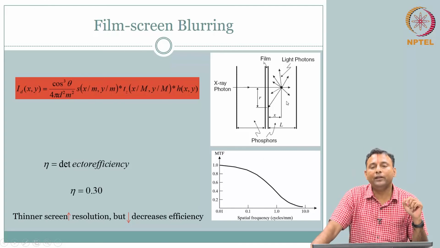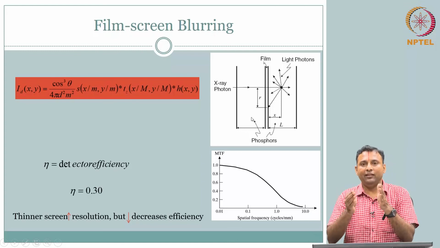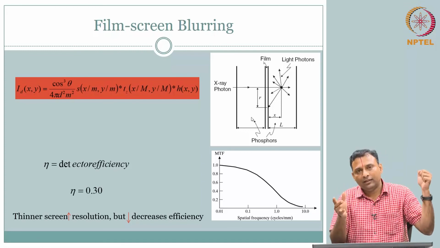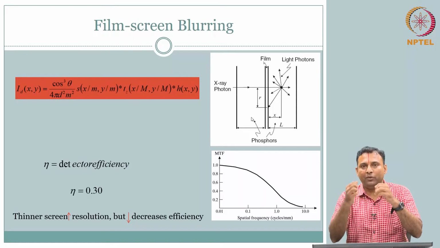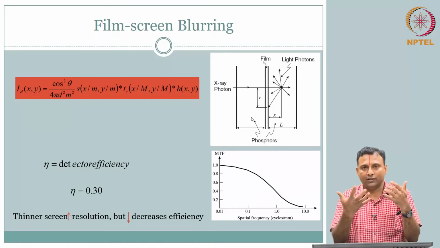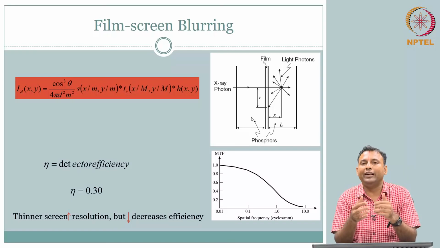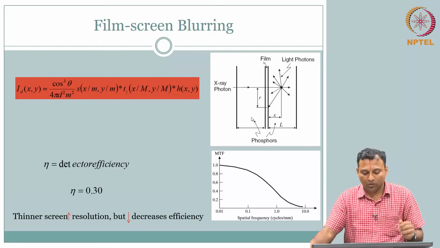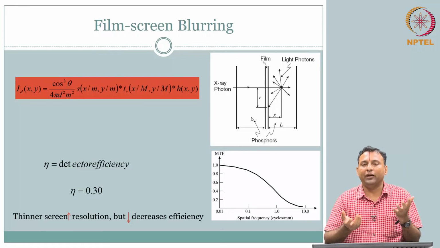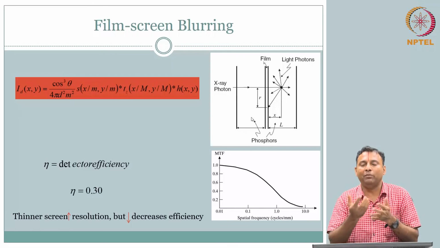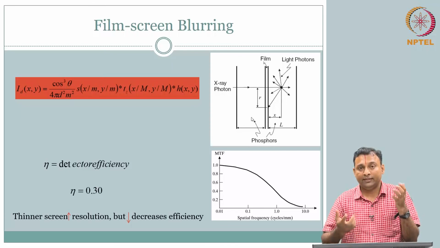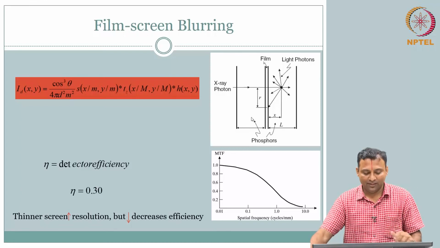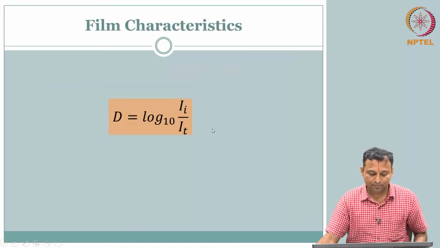However, what is going to happen? If it is going to be thin, that means I am going to have less material. If I have less material, the efficiency of absorbing X-ray photons and converting them to more light photons is going to get reduced, because I have less material, right? So it's always a trade-off. What do you want to play? Am I more bothered about resolution, or am I more bothered about signal, contrast, noise? So this is always a trade-off.